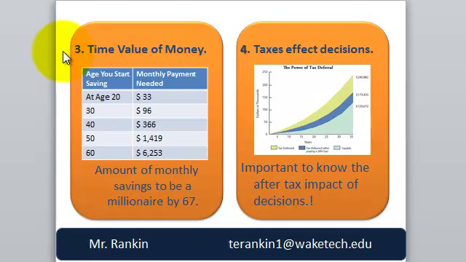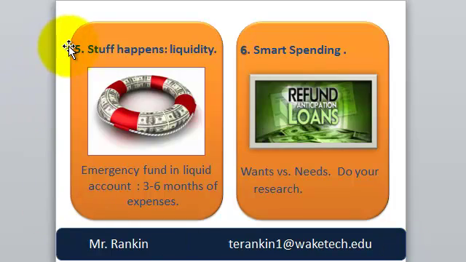Number 3, the time value of money. So this chart shows you how much you need to save each month to be a millionaire at age 65. So you start at age 20, $33 a month. If you wait till age 40, it goes up almost 10 times to $366. Start young. Point number 4, taxes affect every decision. The little chart shows you the difference between a tax deferred investment, which we will go into, versus a non-tax deferred. The important thing you need to know is we need to ensure we take taxes into account in our decision.